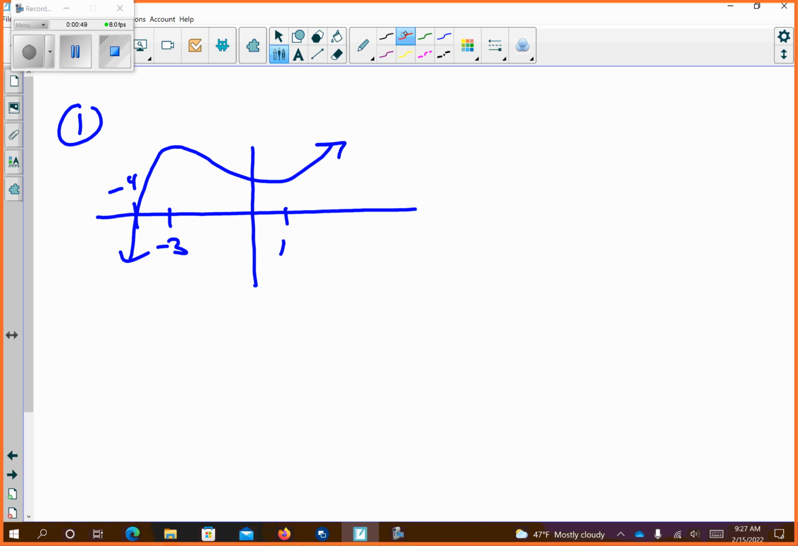So the reason why I copied it on the right side is that right below it I'm going to draw our f prime chart. Important information: you want critical values first. So the -3 is important, and the 1 is important. That is where the slope is 0. So slope is 0 at both.